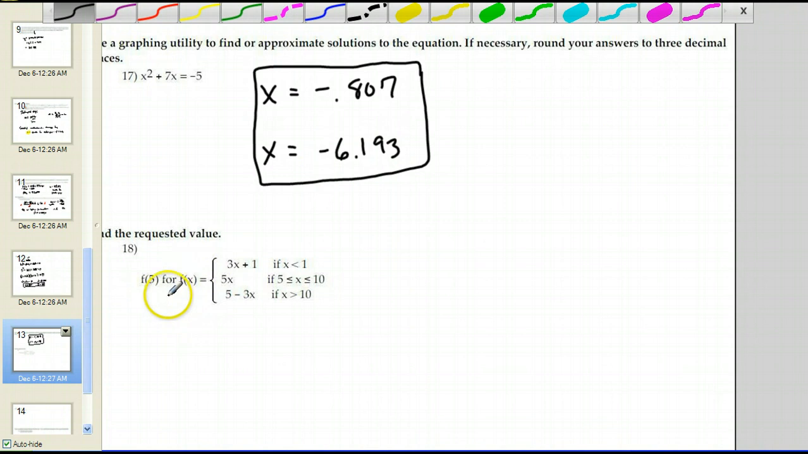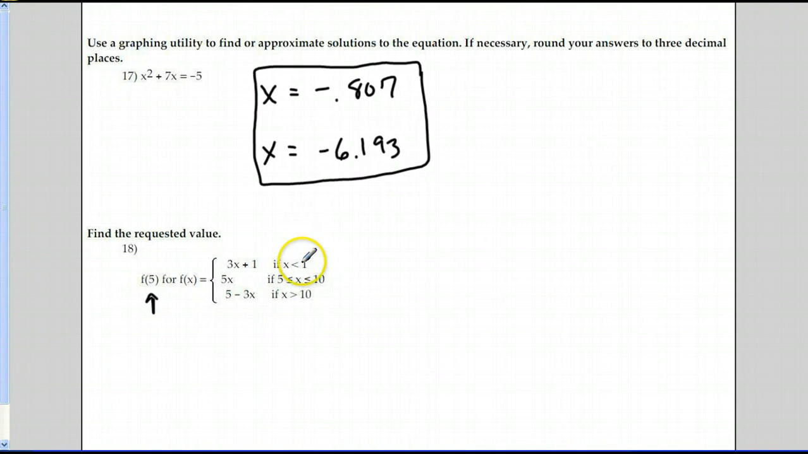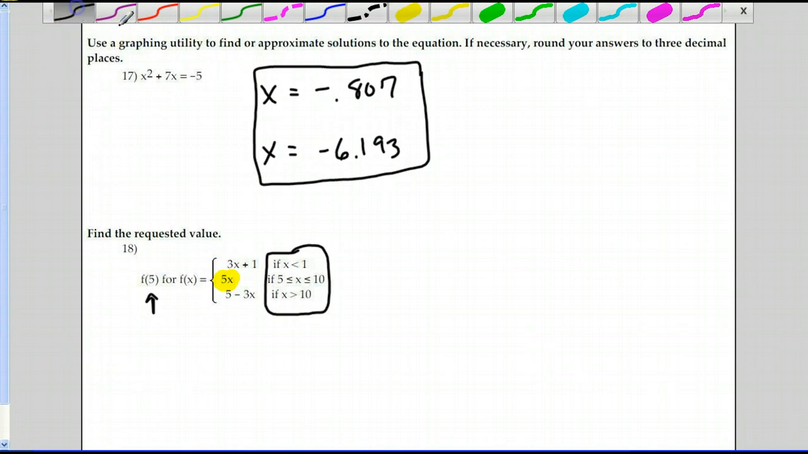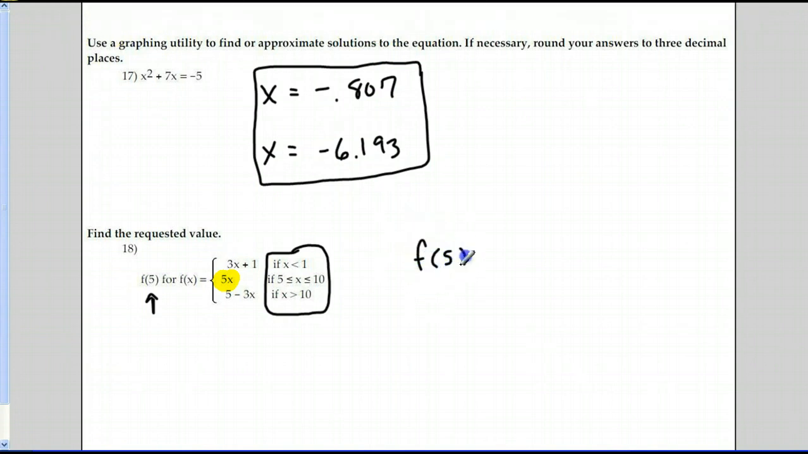Alright, 18. Find f of 5 for this. Alright, 5 is our value for x. Which of these pieces of the domain, which of these parts of the domain does 5 fall in? 5 is not less than 1. 5 is not greater than 10. 5 is between 5 and 10 inclusive. Right, so 5 is included here, so we plug it in to this middle one. Alright, so f of 5, we'll take the input 5 and multiply it by 5. So f of 5 is 25.